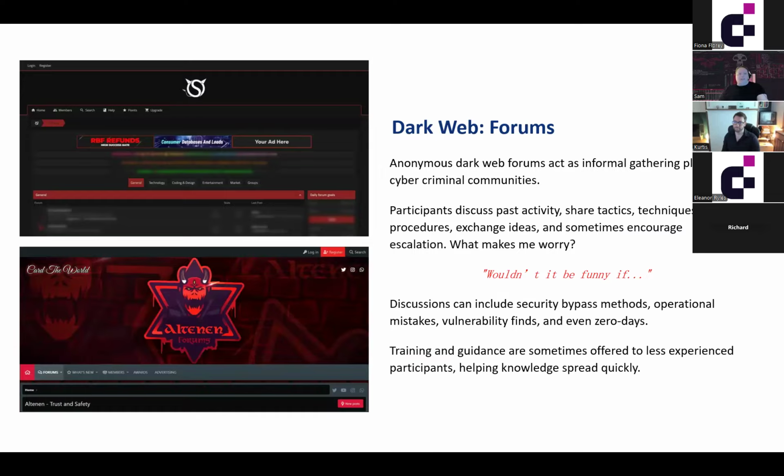Vulnerability finds and even 0 days. A 0 day is just a vulnerability in a piece of software that the software provider, the vendor, hasn't found yet. That's all that 0 day means, because they've had 0 days to prepare for it. That's why it's called that. They also can offer training and guidance, and sometimes offer it to less experienced participants, helping the dark knowledge spread quickly.